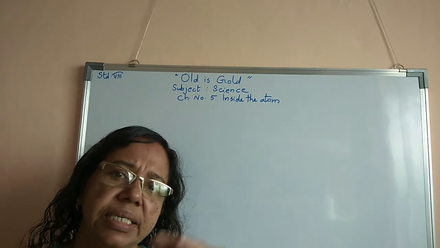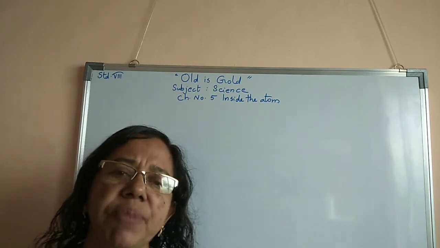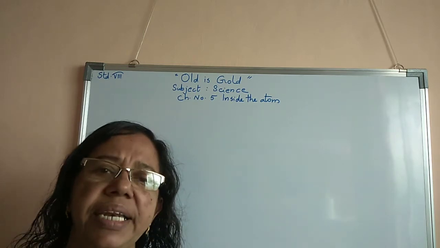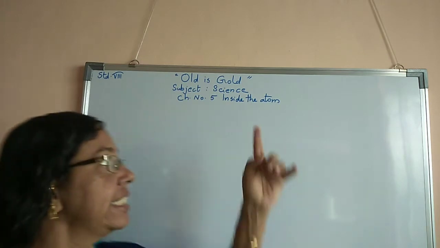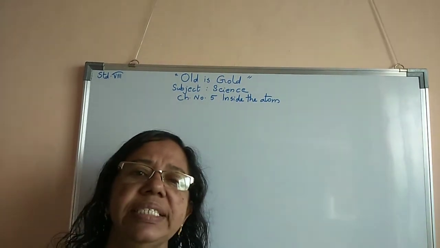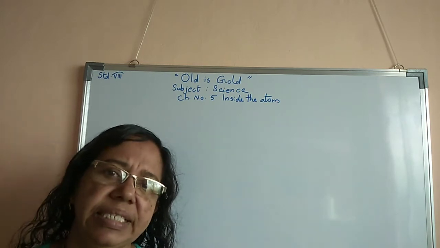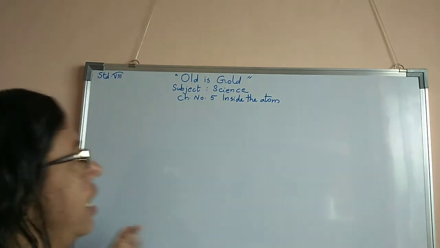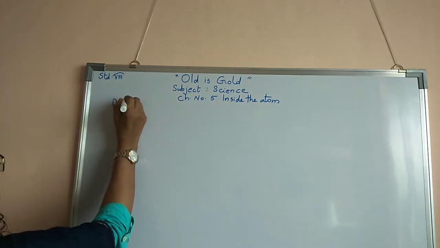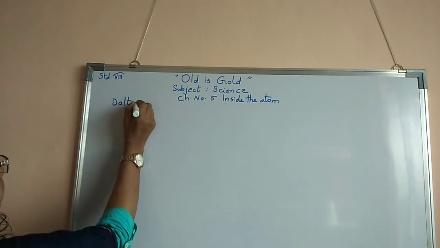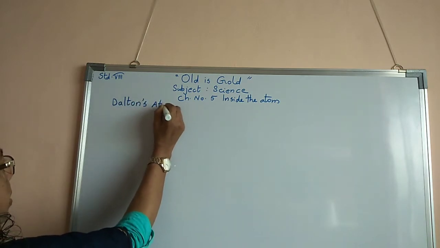First we will study one by one. The first scientist who came forward to explain the internal structure of the atom, which all things are present inside, is Dalton. Then he made his own theory. That theory is known as Dalton's atomic theory.